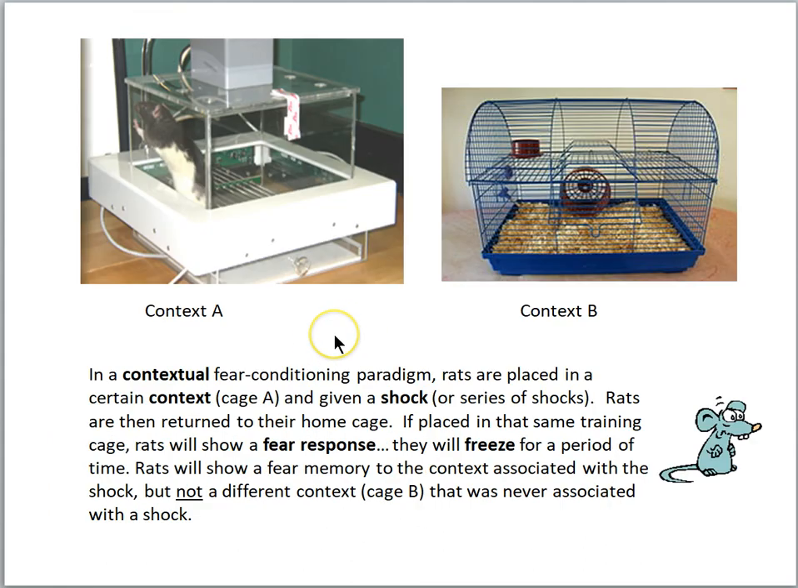Now, the training paradigm that will be used in this research is the contextual fear conditioning paradigm, where rats are placed in a certain context, like cage A, and given a shock. Rats are then returned to their home cage. If placed in that same training cage, rats will show a fear response. They will freeze for a period of time. Rats will show a fear memory to the context associated with the shock, but not a different context, for example, cage B, that was never associated with a shock.